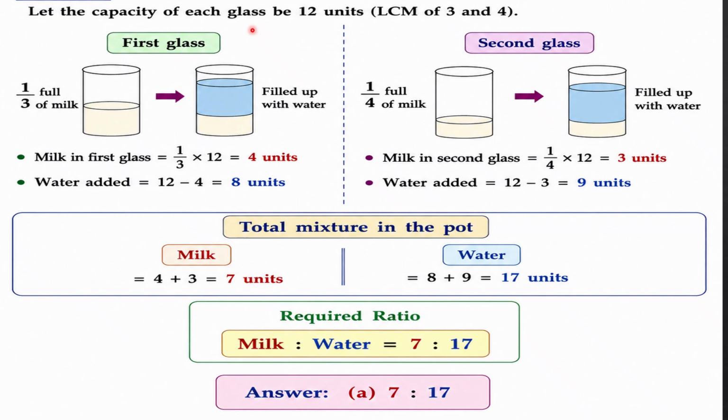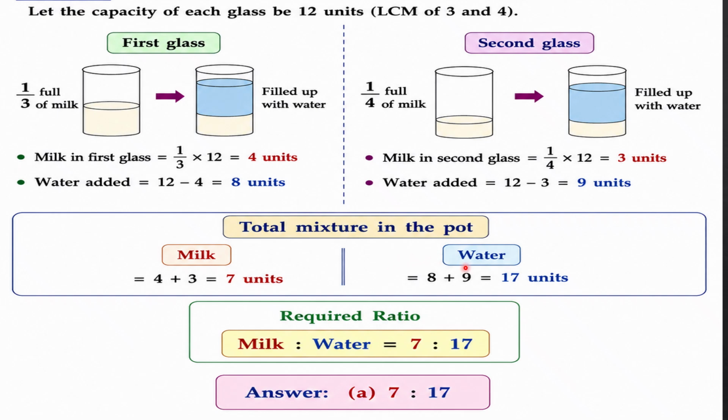Let the capacity of each glass be 12 units. How? Because 1 by 3 and 1 by 4, we take the LCM of 3 and 4. So we will get 12 units. So suppose each glass has capacity 12 units. So when the first glass is 1 by 3 full of milk, it means total milk in the first glass is 1 by 3 of total capacity, that is 12. So 4 units milk in the first glass. And how much water is added? 12 minus 4, 8 units. Now for the second glass, 1 by 4 full of milk. So 1 by 4 into 12, because the capacity of both glasses is the same. So we'll get 3 units milk and the remaining will be water.